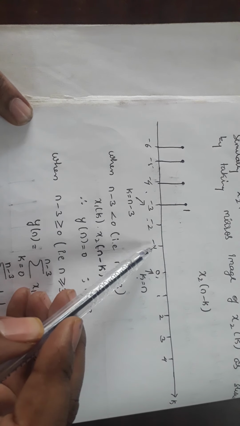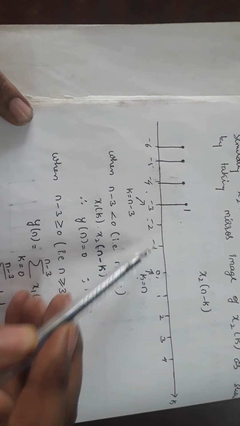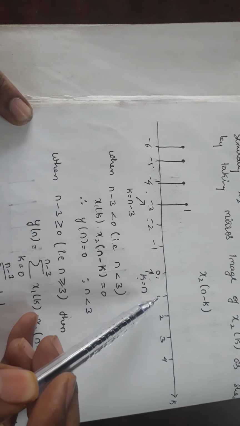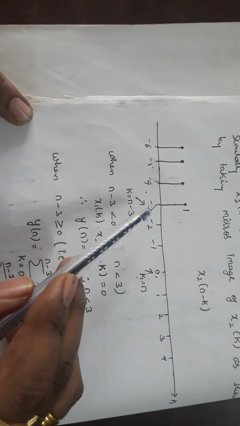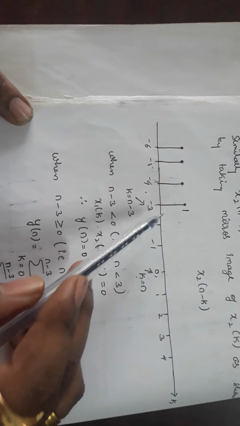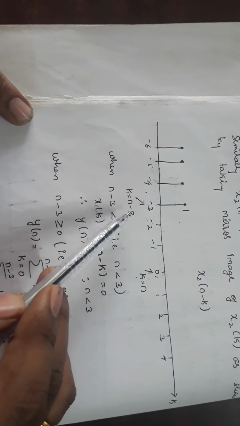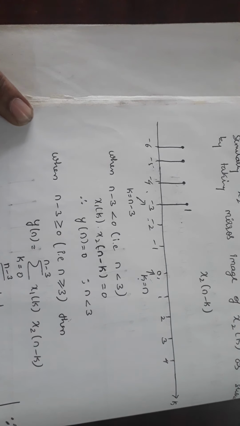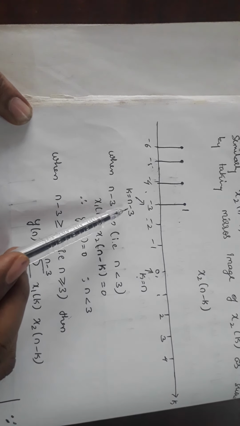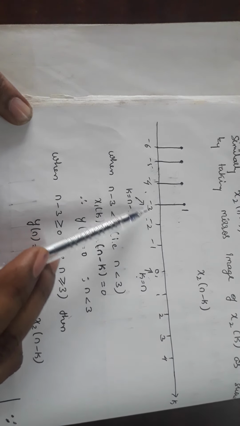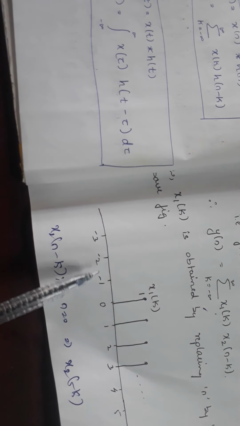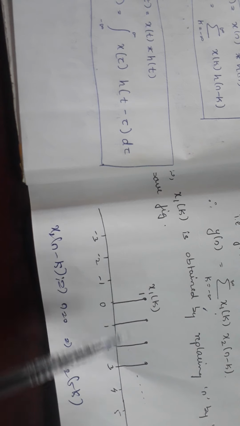Suppose the signal starts from here, it will be k equal to n minus 1. If the signal starts from here, k equal to n plus 1. Whereas now the signal is starting from minus 3, so we consider this point as n minus 3. Now we'll consider two cases: whenever this n minus 3 point is less than 0, and whenever that n minus 3 point is greater than 0.